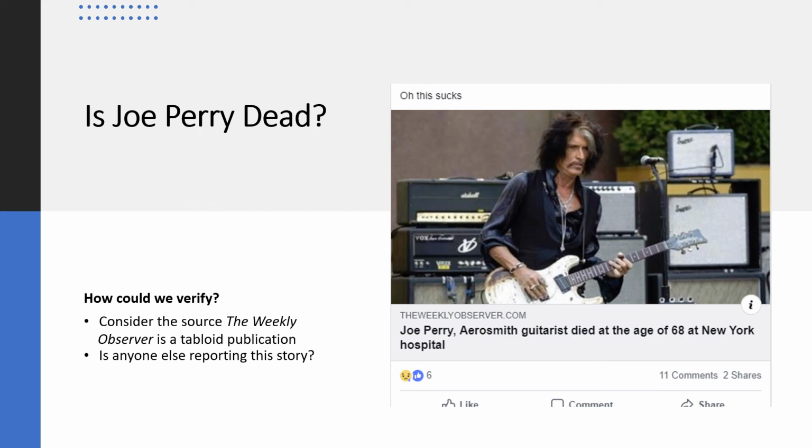Another key here, when we're confronted with information on social media, it is really important to read beyond the headline. Click on the story. So if you click on the story, guess what? It just says that he was hospitalized. It does not say that he had died. But when we see this, that he had died, it makes you want to click. That generates ad revenue for the Weekly Observer. So this is false. Joe Perry is not dead.